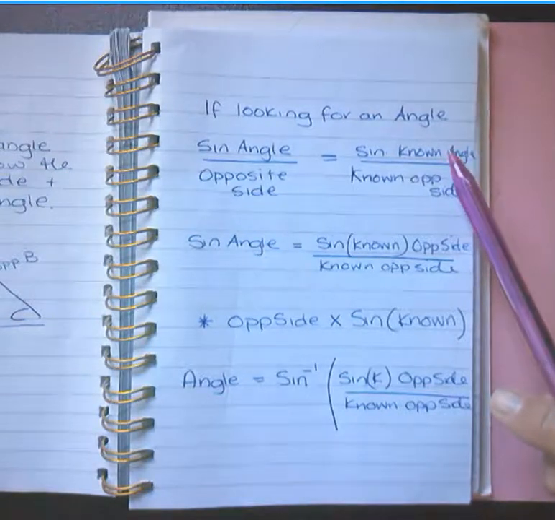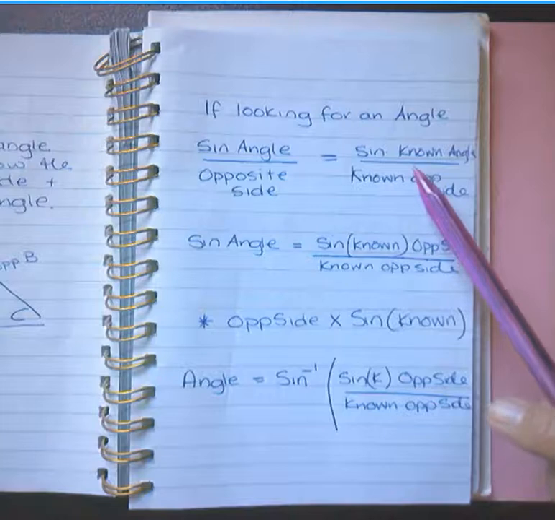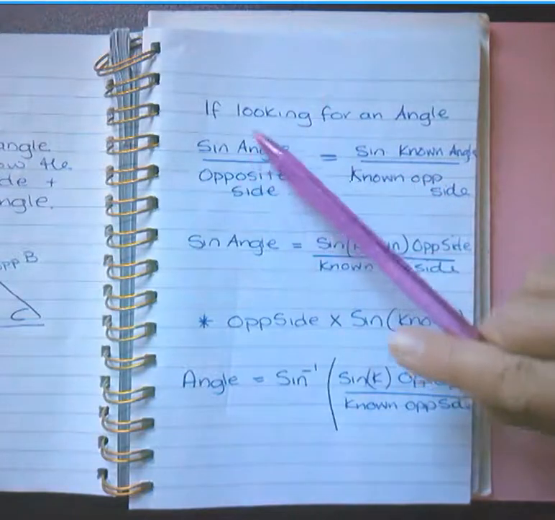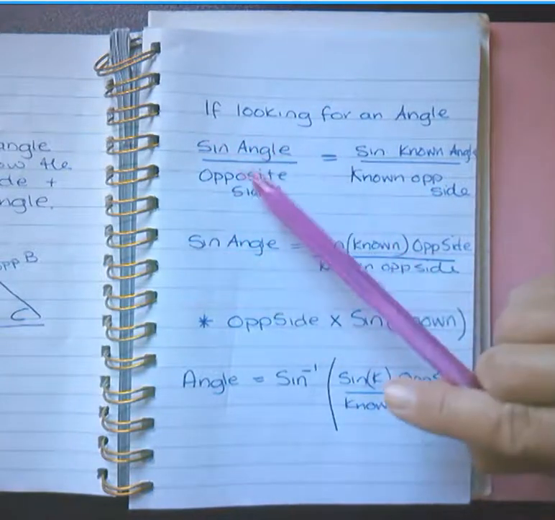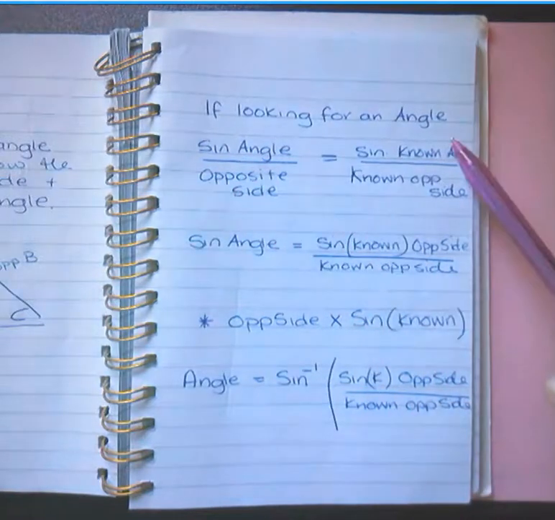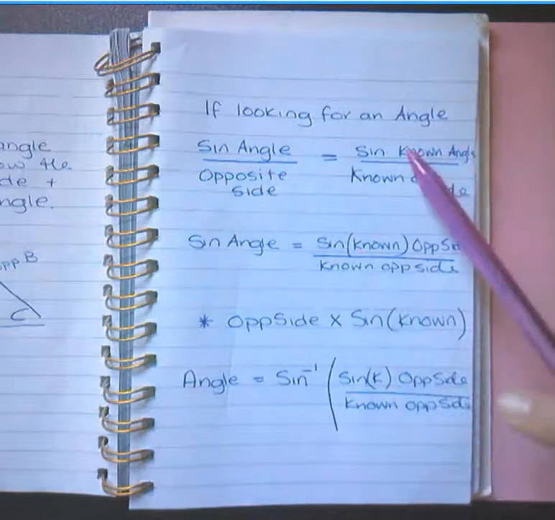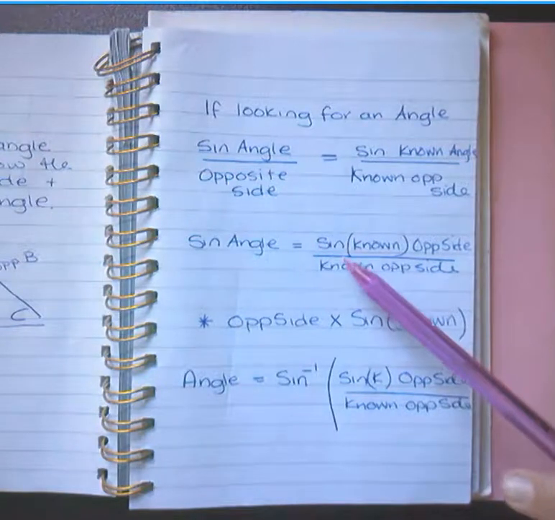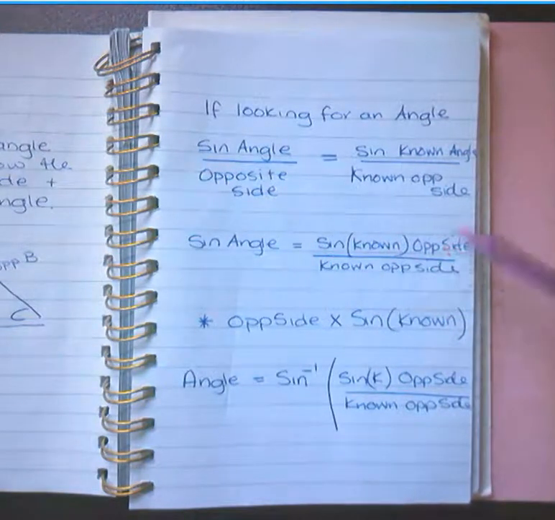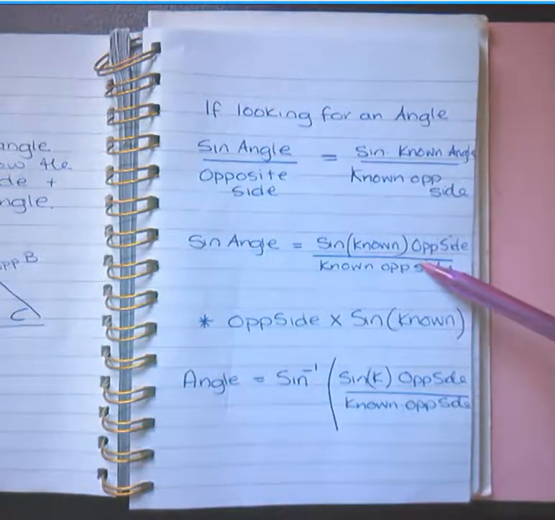Okay, so when you're maneuvering the formula or multiplying it out, we leave the sine of the angle up here, but we move the opposite side across the equal sign. So when it's moving across, it was dividing, so now it's going to multiply the top. So we would have sine of the known angle times the opposite side over the known opposite side.